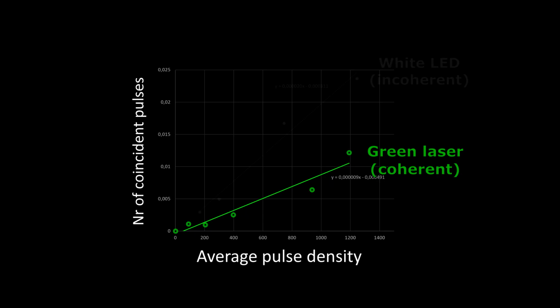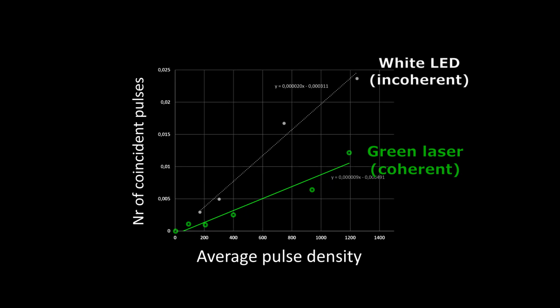Now let me show you the result of the same experiment with incoherent white light. We can observe a similar dependency between pulse density and pulse overlap, but it also shows that in this case the number of times that two peaks overlap is significantly higher at a specific pulse density, and that is a bit unexpected, I guess, because it would mean that in the case of incoherent radiation, detections must somehow be more correlated. But why would they be?